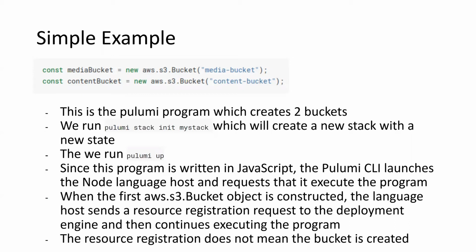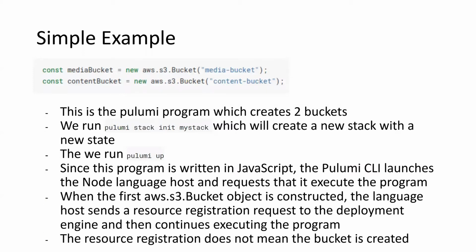So this is exactly how you write a Pulumi program, and it's going to create two buckets. We're going to run the command pulumi stack init my stack, and this command is going to create a new stack, which is kind of like a new folder where everything is going to be tracked, and it's going to store the new state.